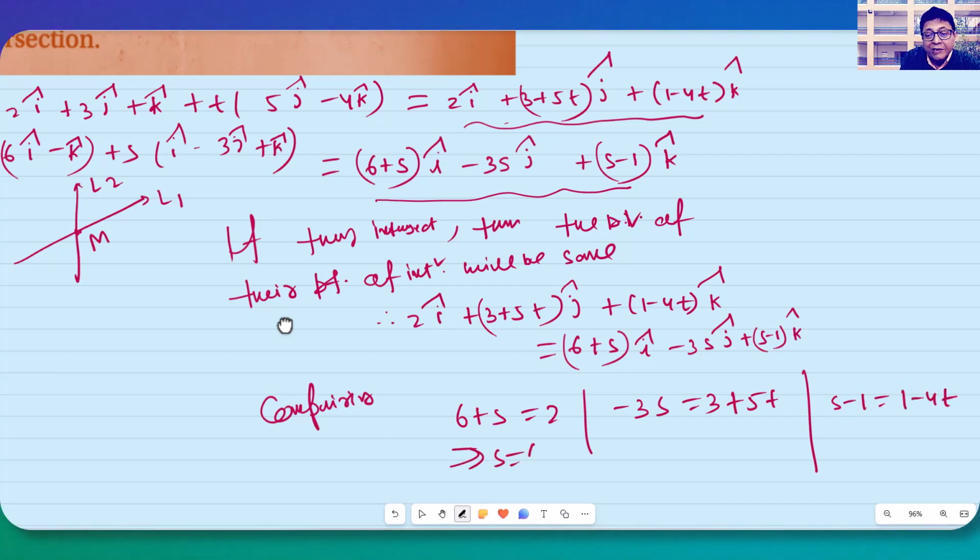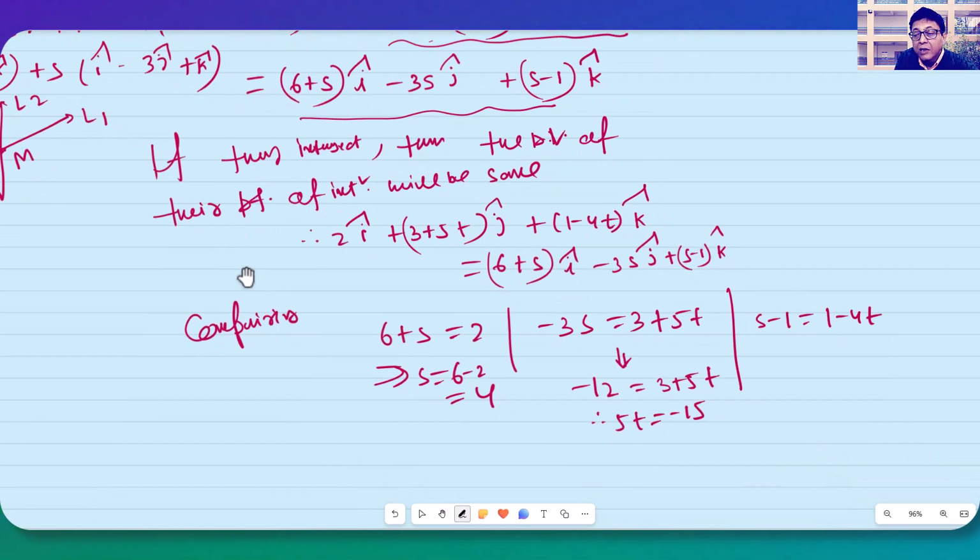From here we get s equal to 2 minus 6, that is minus 4. Put it here: 12 equal to 3 plus 5t. So 5t is minus 15. t is going to be minus 3.